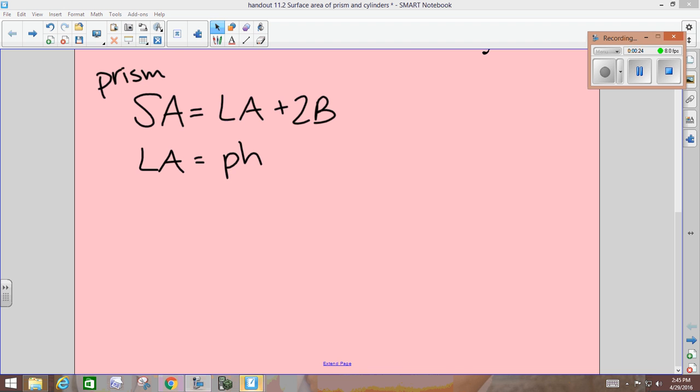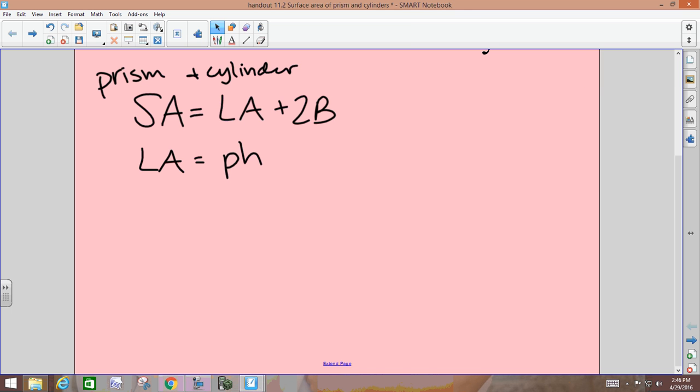The only difference is that the base is not a polygon. It's a non-polygon because it's curved. It's a circle. Since they're so similar in shape and the fact that they have 2 bases, they use the exact same formulas. So to find the surface area and lateral area of a cylinder, it's the same way you would do it for a prism. Got it? Okay, now flip your paper over.